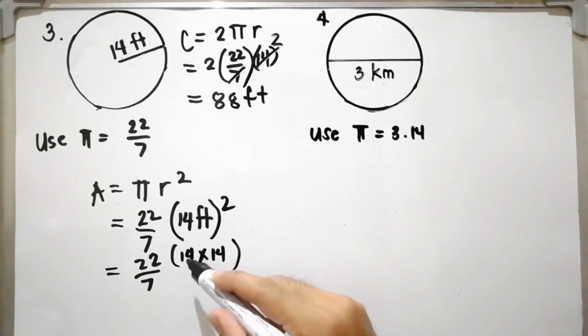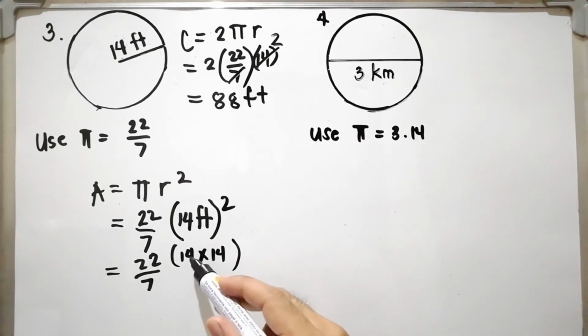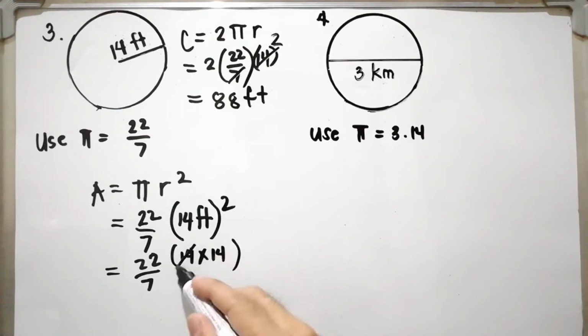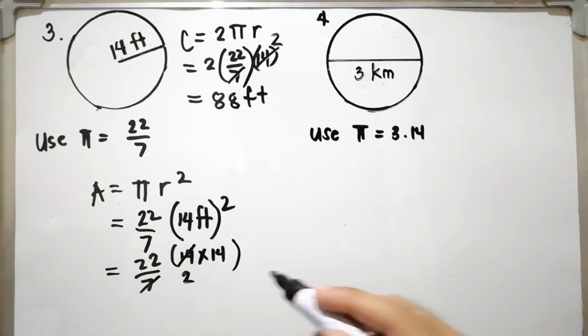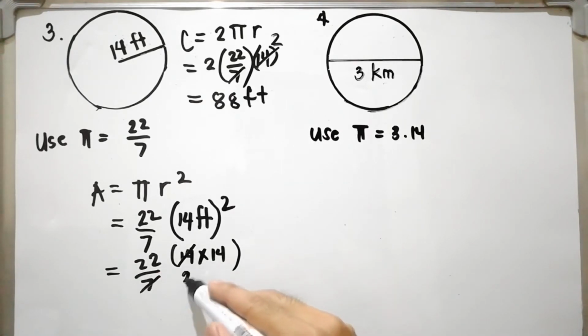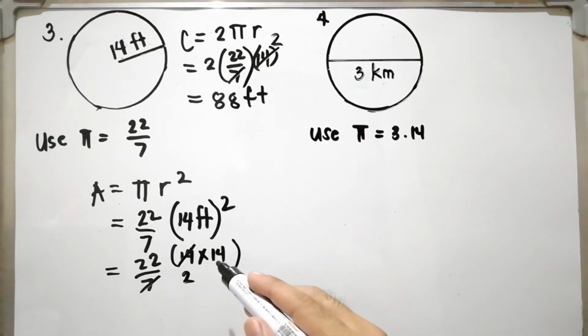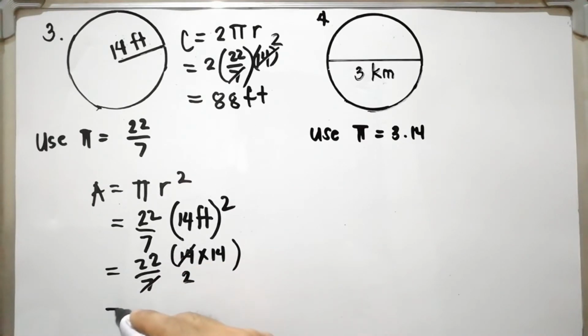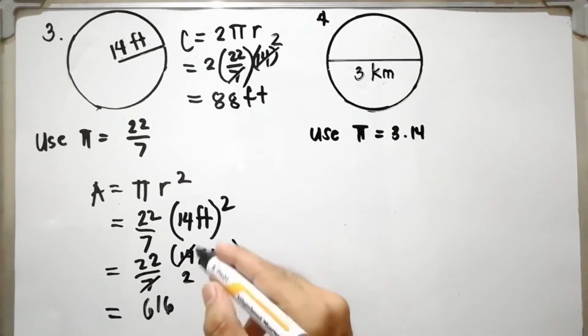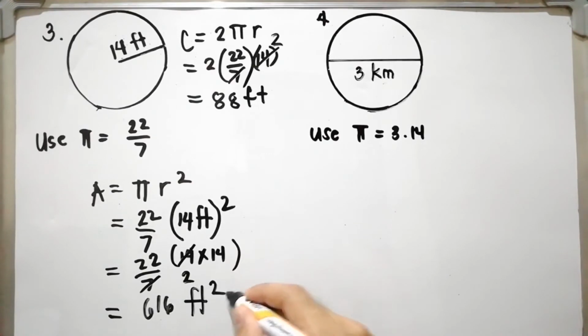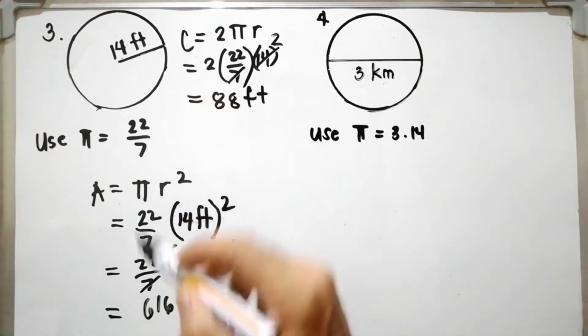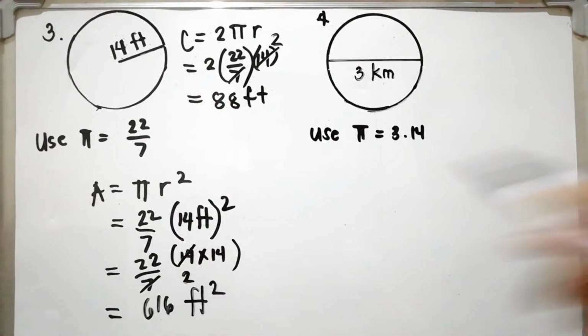Now we can cancel one of the 14. 14 divided by 7 is equivalent to 2. Now 2 times 14 is 28, times 22, that is equal to 616. Then feet squared is square feet. So the area of this circle is 616 square feet.